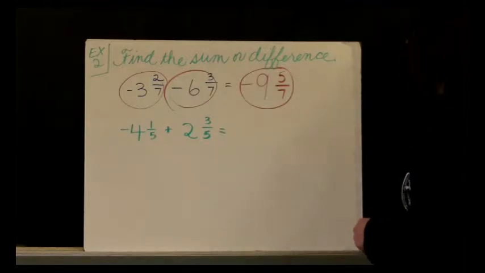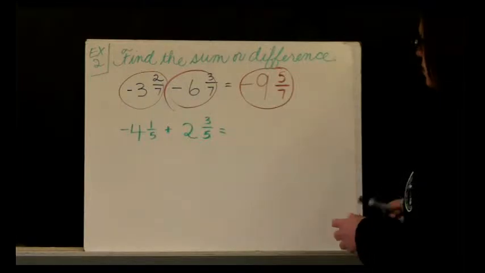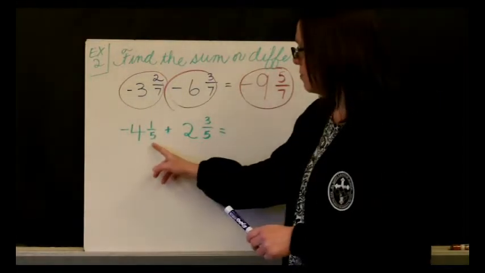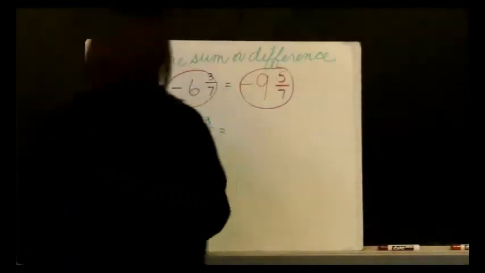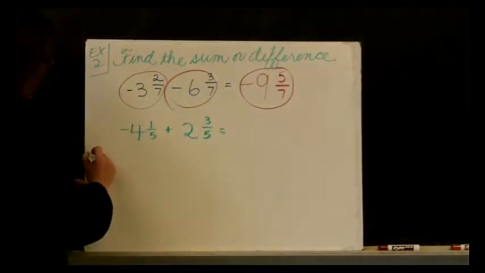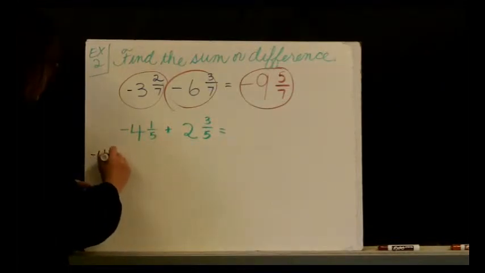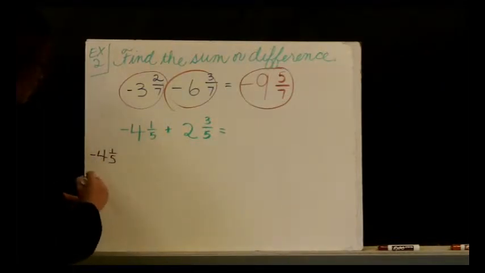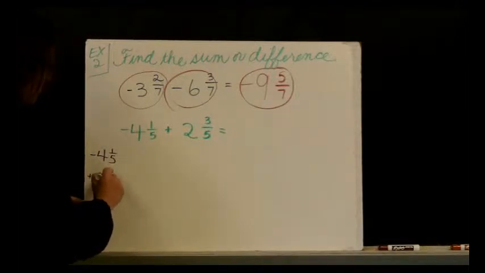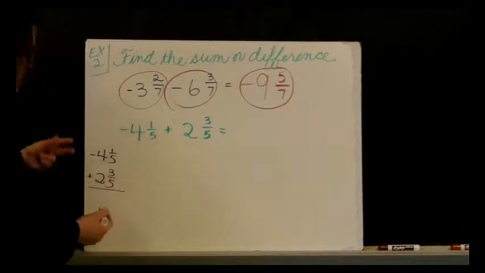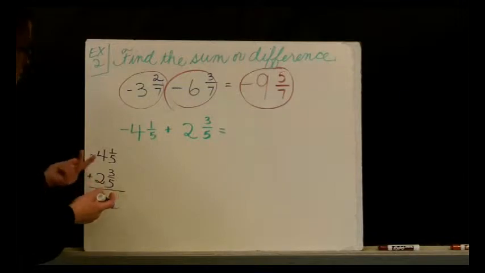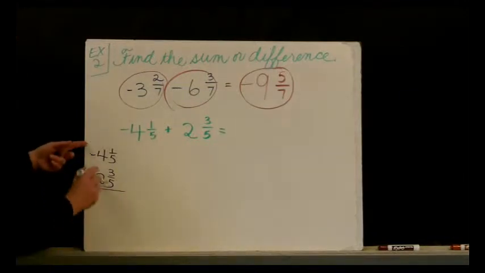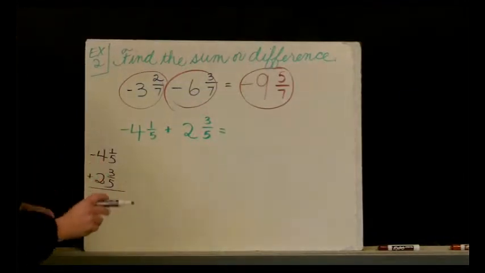Negative 4 and 1/5 plus 2 and 3/5. Now, we have a negative and a positive, which means that we have to subtract the numbers. And for something like this, there are 2 different ways that you can solve it. The first thing you have to do is to write your answers vertically. And you can see, I put the larger looking number at the top because we have to subtract them, since one is a negative and one is a positive. But we cannot subtract 1/5 from 3/5.